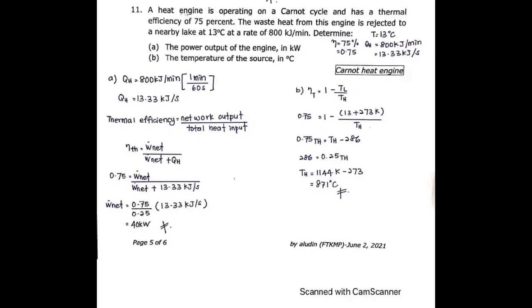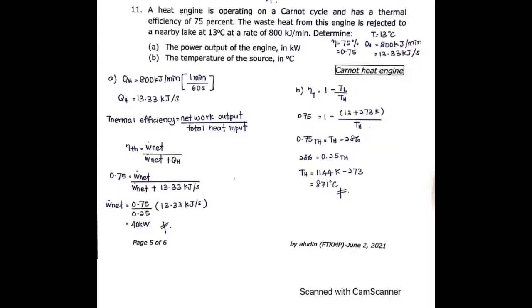So we use the thermal efficiency equal to net work output over total heat input. Thermal efficiency is 0.75 equal W net.